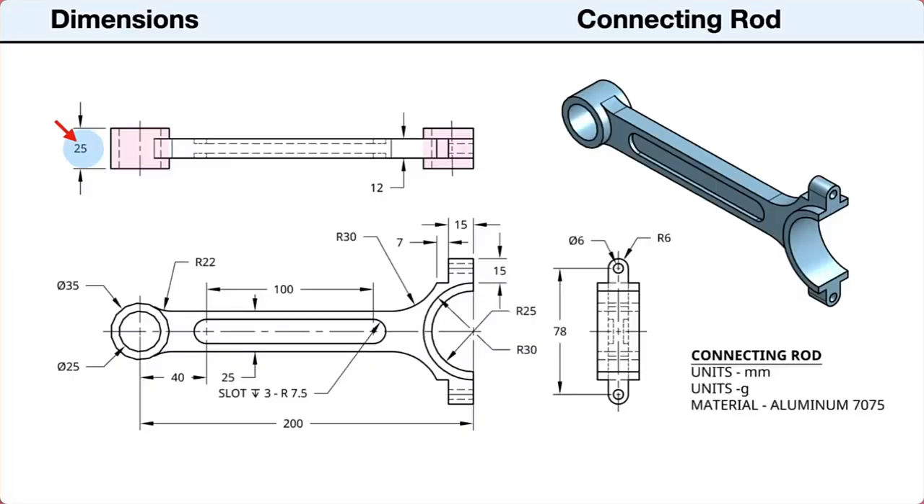We can now extrude the sketch to add thickness. The ends have a depth of 25 millimeters, while the beam has a depth of 12 millimeters.